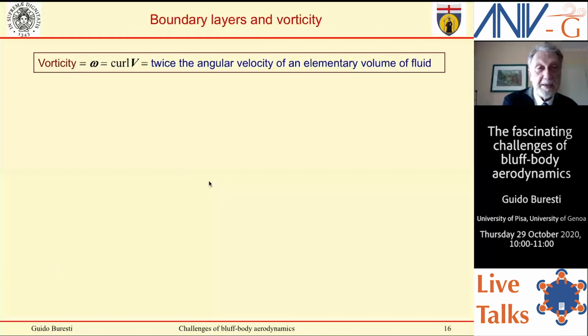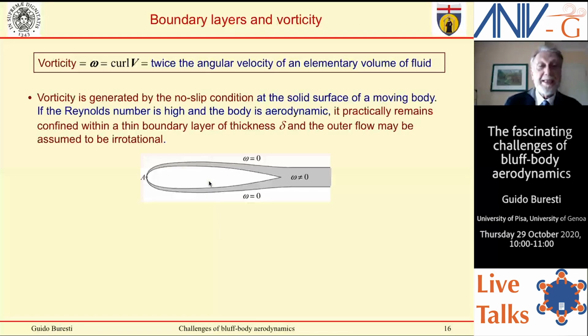Vorticity is mathematically the curl of velocity, but physically it represents twice the angular velocity of an elementary volume of fluid. And so, where is vorticity? Vorticity is in the boundary layer. It is generated by the no-slip condition, and practically it remains confined in a thin boundary layer for an aerodynamic body and in the wake. Outside the wake and the boundary layer, the flow may be assumed to be irrotational.